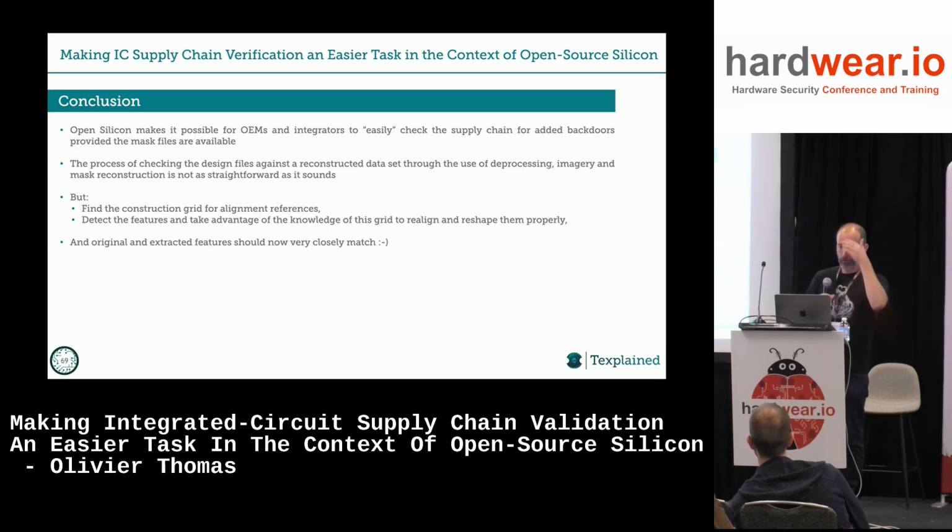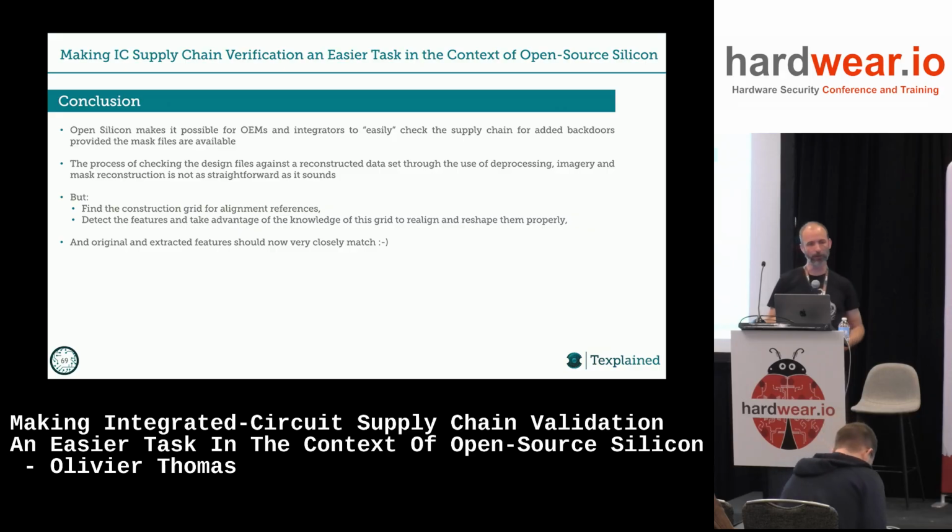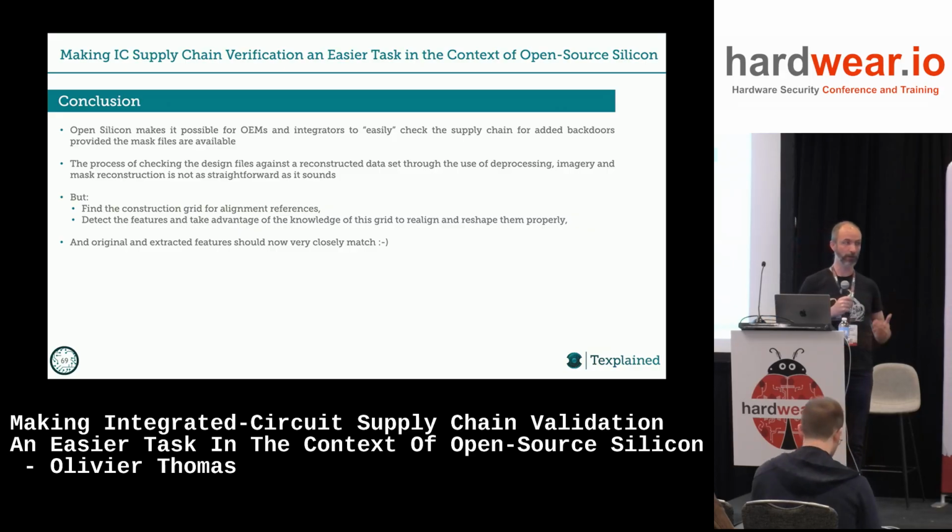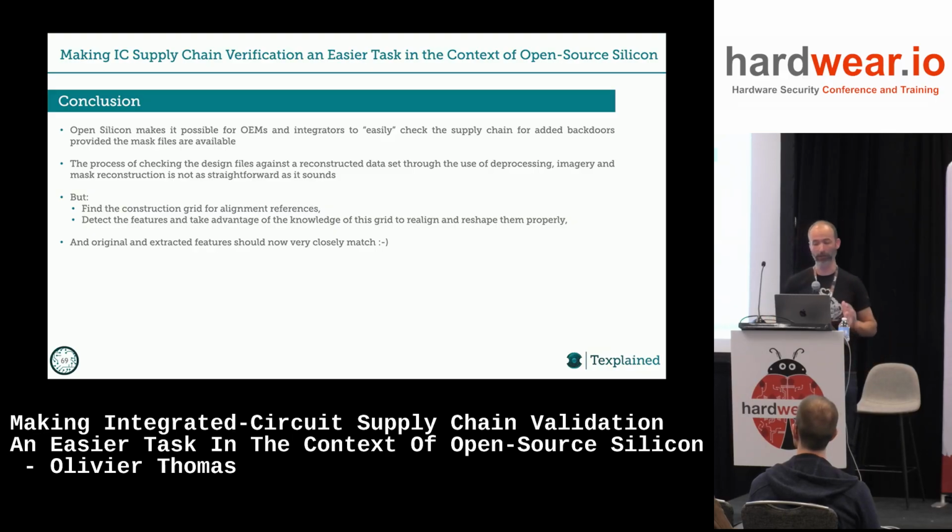I come to the conclusion that you will see. I will still let the topic open in a way. If we are in the open silicon context and you can get the mask file for the design, I would say it's fairly easy now to make a comparison, so to check for added circuitry or removed circuitry or altered circuitry. So that's something that you can do. So supply chain verification is a thing, okay?